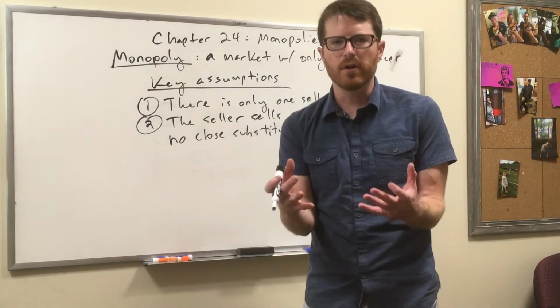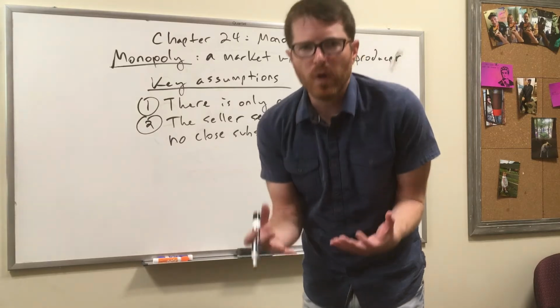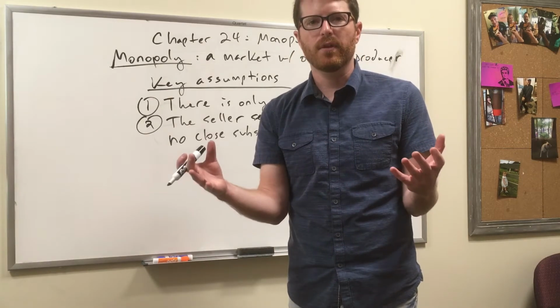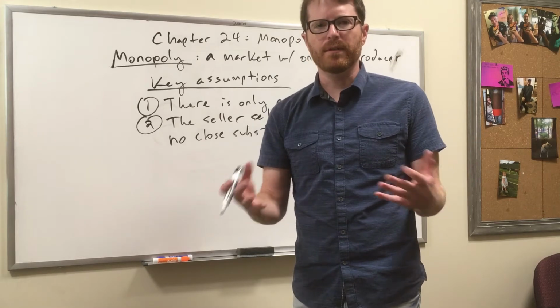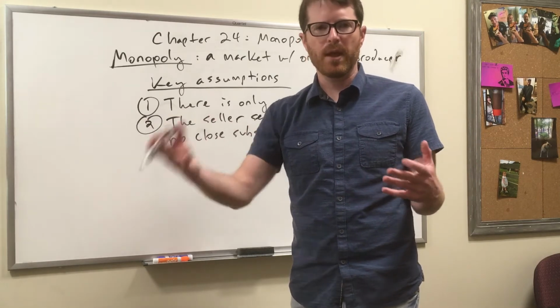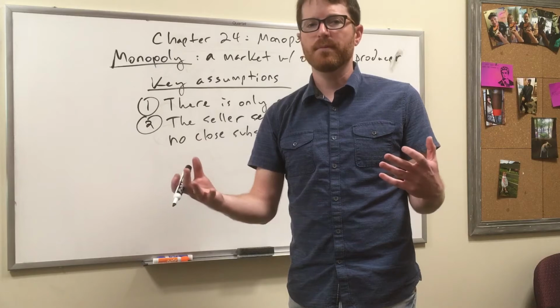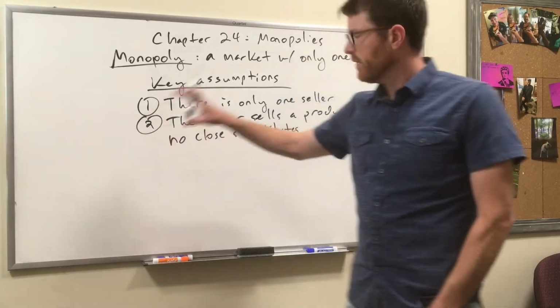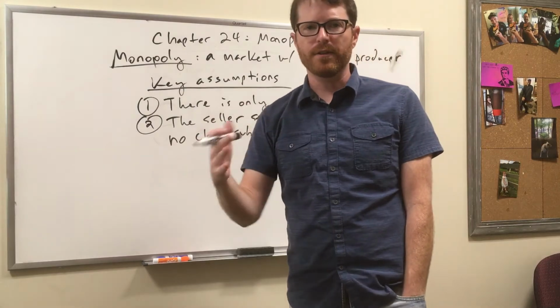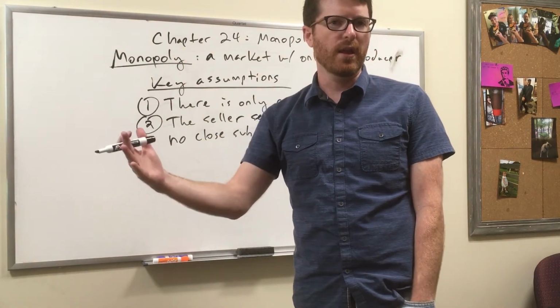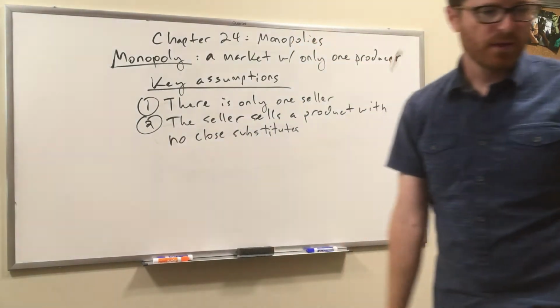So for example, Coca-Cola has a trademark on Coca-Cola, okay? So you could say, well, they have a monopoly for Coke. And the problem is that Coke has many close substitutes like Pepsi, so it's not really a monopoly, okay? So there needs to be the scenario where there's only one seller and they're selling a product that is unique, that you can't easily substitute away and get something else similar.